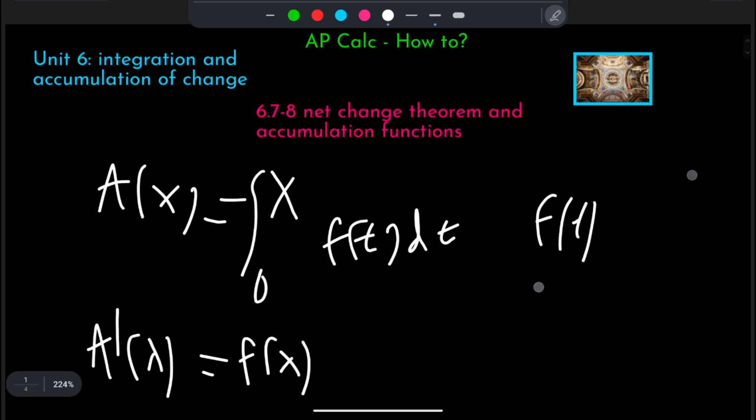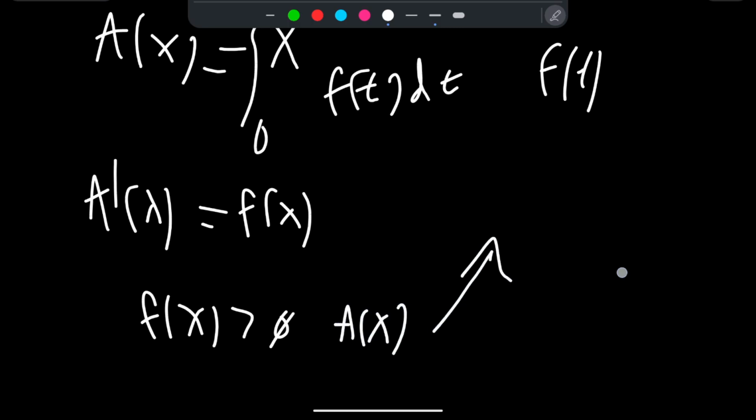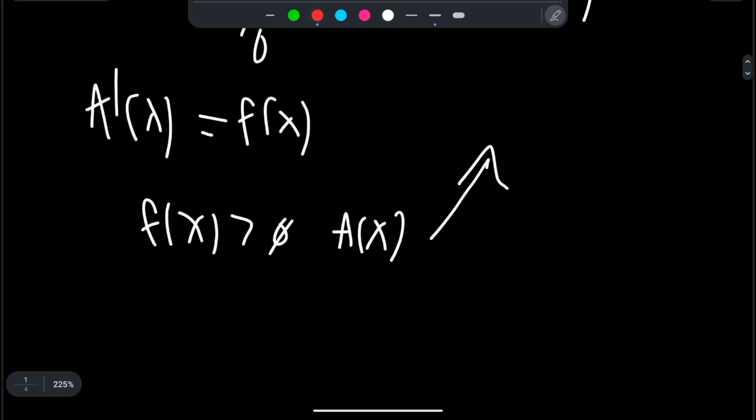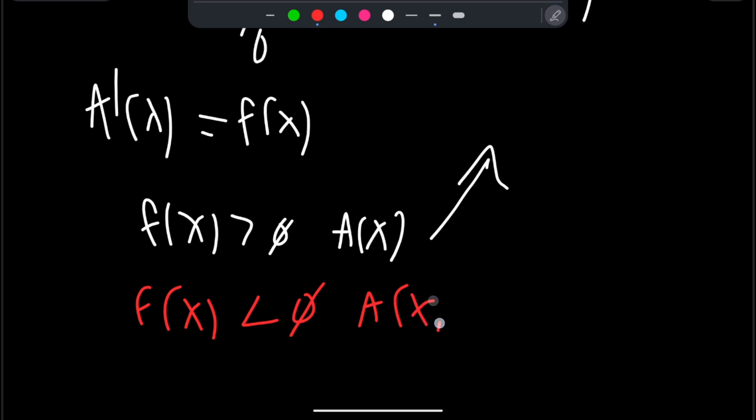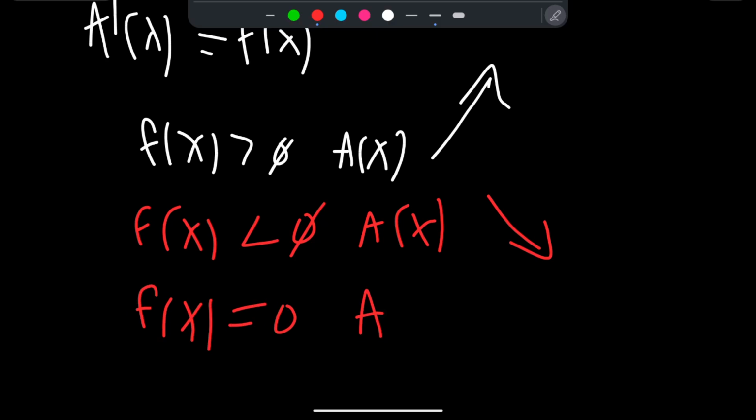So when f of x is greater than 0, A of x increases. When f of x is less than 0, A of x decreases. And then when f of x equals 0, A of x has a horizontal tangent. So understanding this connection is essential for graph-based questions in your AP exam.